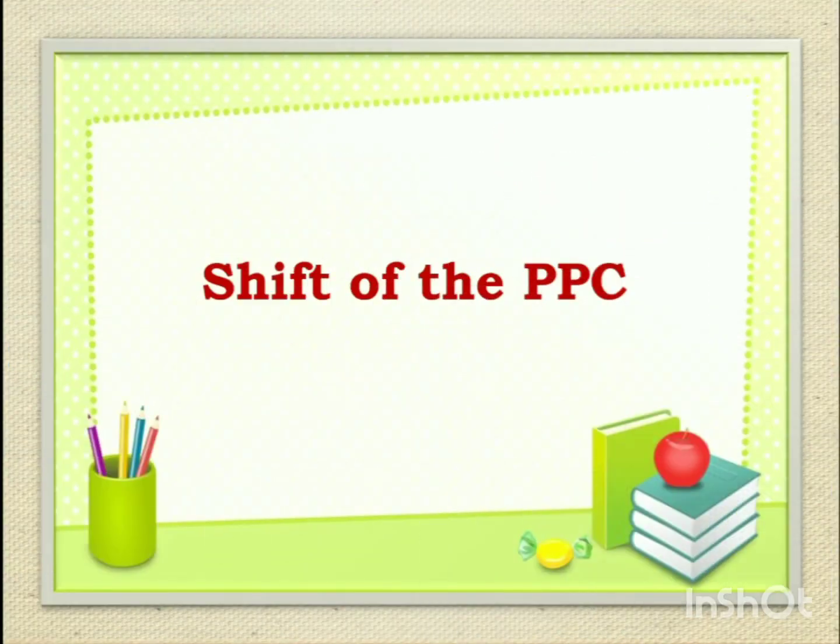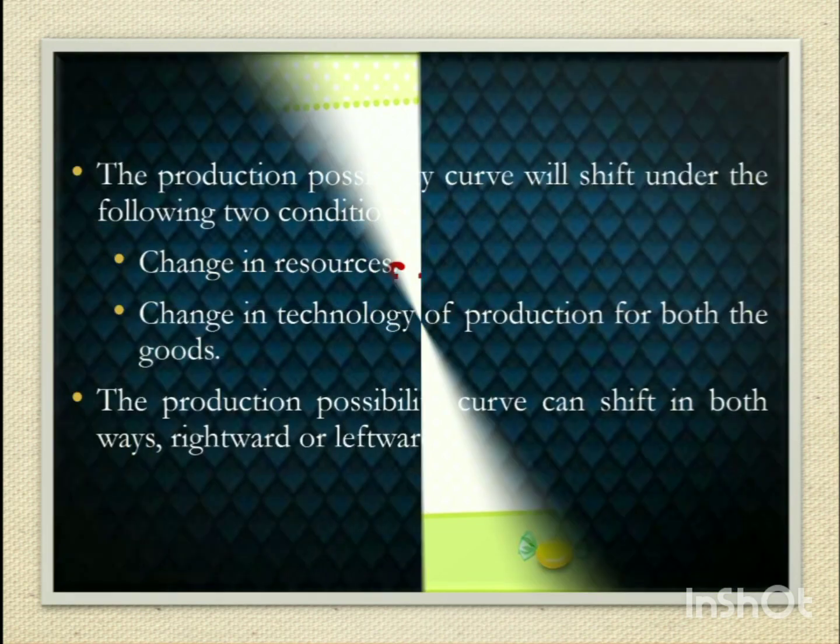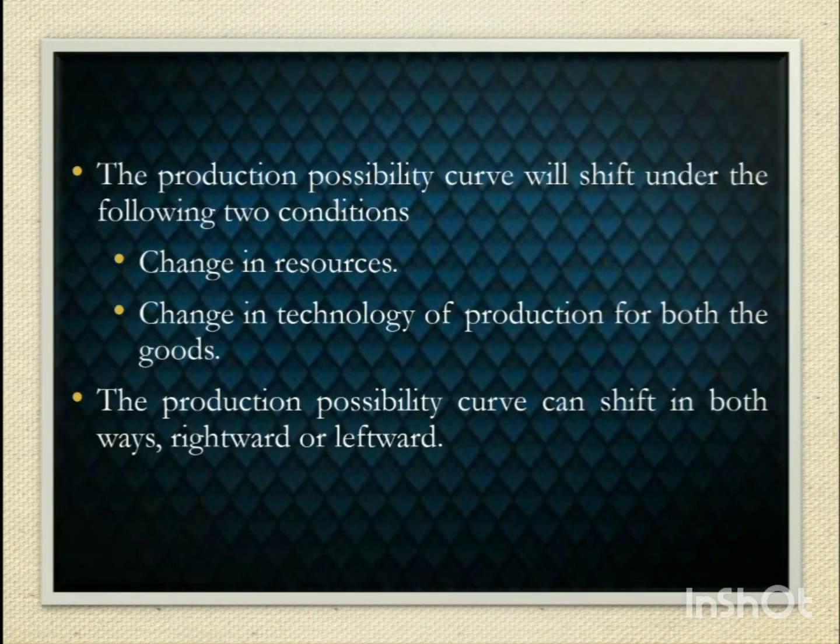Next, shift of the production possibility curve. The production possibility curve will shift under two conditions. First, change in resources, and second, change in technology of production for both the goods. The production possibility curve can shift in both ways, rightward or leftward.